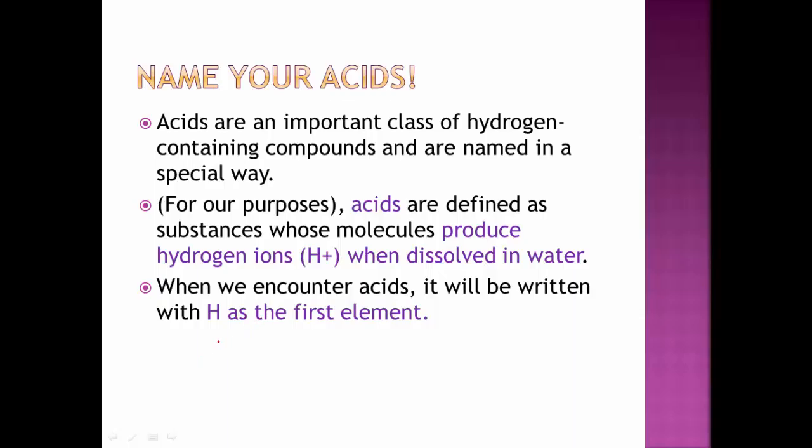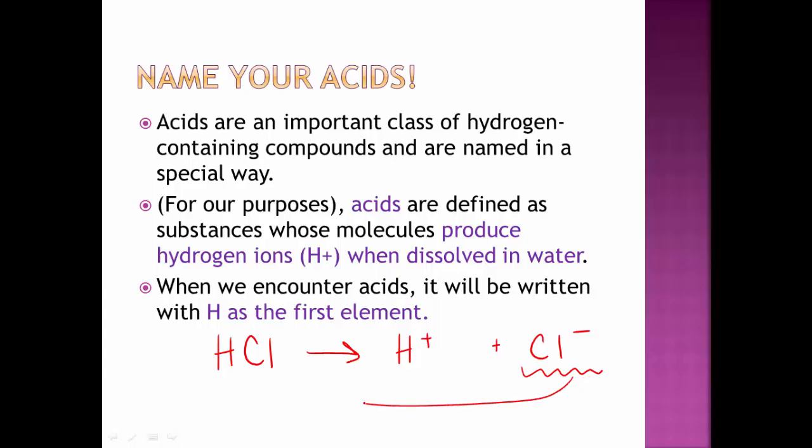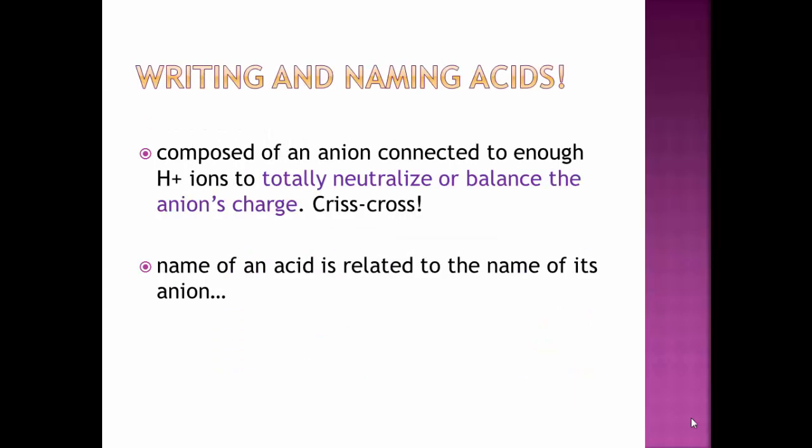So a very simple example is HCl, which you've probably used in the lab sometime this year already. Hydrochloric acid, when it dissolves in water, splits into the hydrogen ion and the chloride ion. And what we're going to see, and this is the main idea for today, is that the name of that negative ion, the anion, determines the way that we name the acid over on the other side. So again, the name of the anion determines how we name the acid.